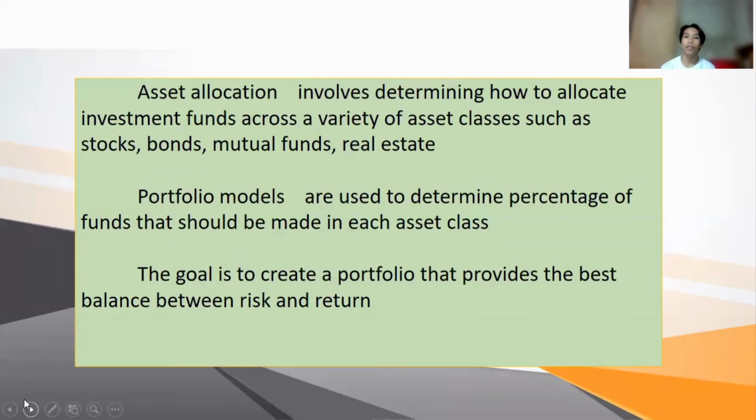In asset allocation, it involves determining how to allocate investment funds across a variety of asset classes such as stocks, bonds, mutual funds, and real estate. The goal of asset allocation is to minimize the volatility and maximize returns. When we say volatility, it refers to the speed or degree of a change in the prices in the financial market. As the volatility increases, the potential to make more money quickly also increases. However, the bad news is that the higher the volatility, the higher the risk is.